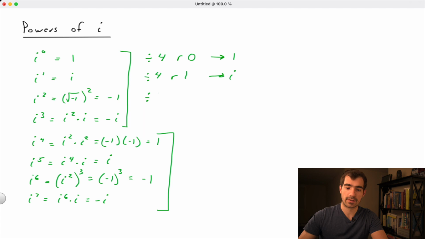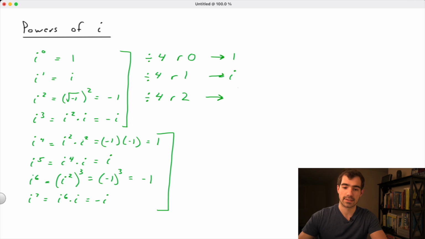If we take an exponent that when divided by 4 gives a remainder of 2, for example like i squared and i to the 6th, right? 6 divided by 4 is 1 with a remainder of 2. Well, that's going to give us a result of -1. And lastly, if we were to divide our exponent by 4 and get a remainder of 3, like in the case of 3 or 7, well, that's going to leave us with a result of -i. And so for however large of a power, this will always be the case as this cycle will repeat and repeat.